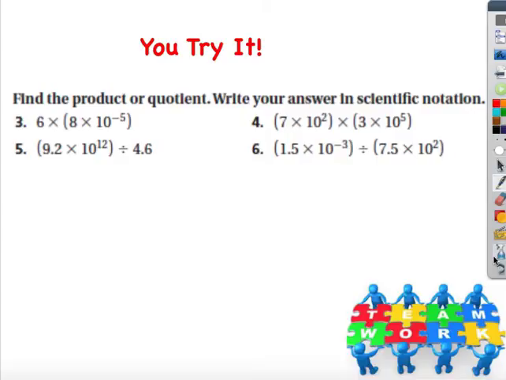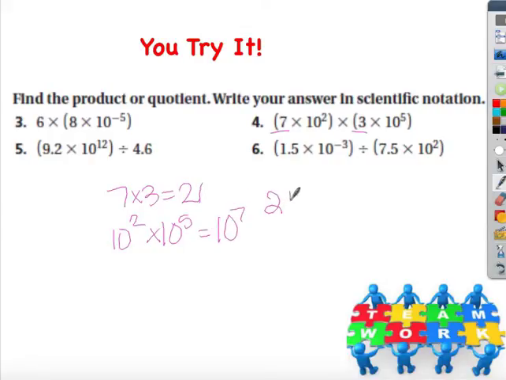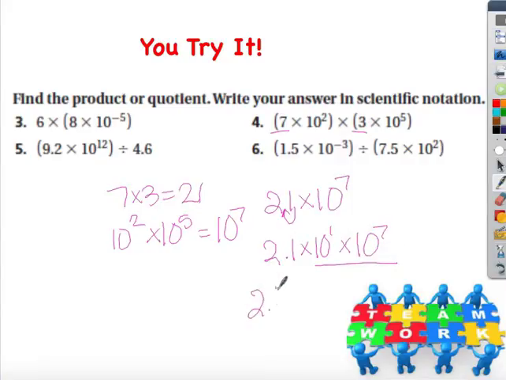Number 4, we're going to multiply the two factors. 7 times 3 equals 21, and 10 squared times 10 to the 5th equals 10 to the 7th. So we have 21 times 10 to the 7th. 21 is not in scientific notation. We're going to move our decimal one place. Bring down our original power of 10. We have to simplify that. 2.1 times 10 to the 8th power.